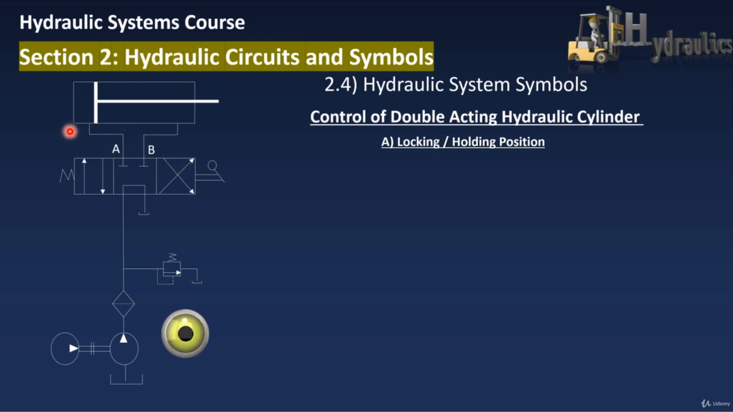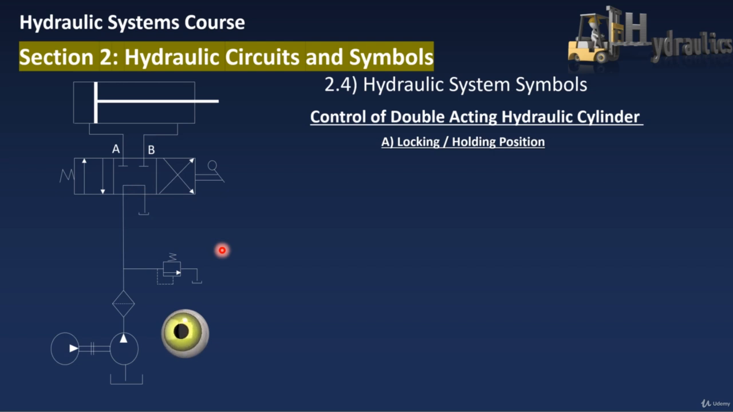So this figure shows a circuit used to control a double-acting hydraulic cylinder. When the 4-way valve is in centered configuration, like what we have here, the cylinder is hydraulically locked, as the ports A and B are blocked. Hence, the pump flow is unloaded back to the tank at essentially atmospheric pressure. So this is what we call locking or holding position.